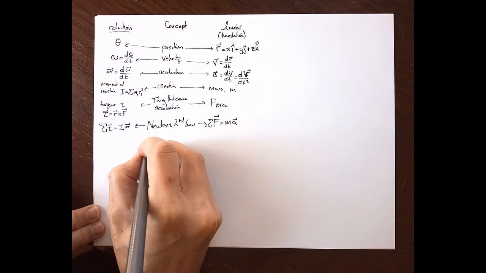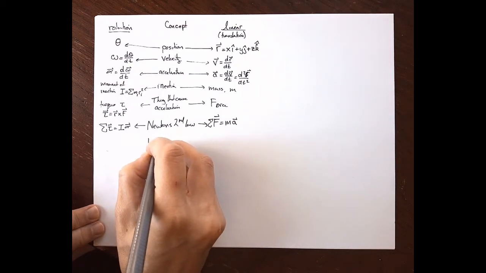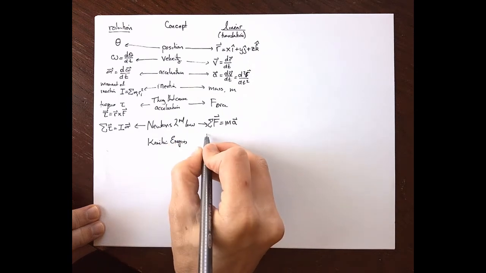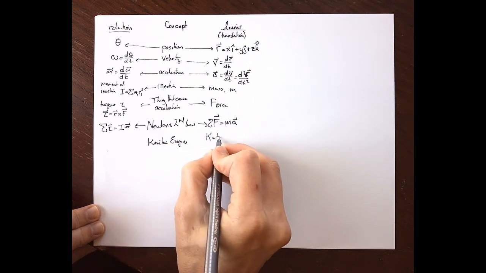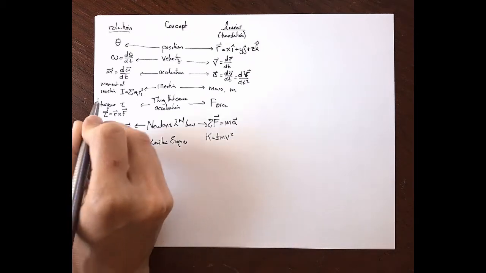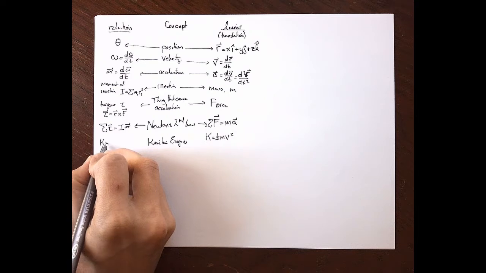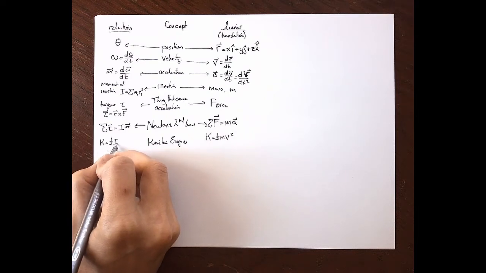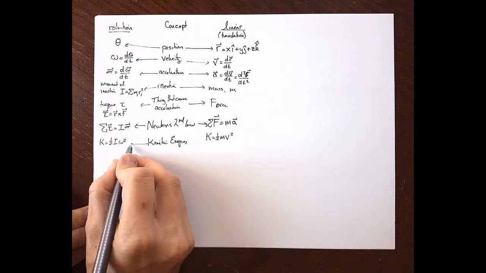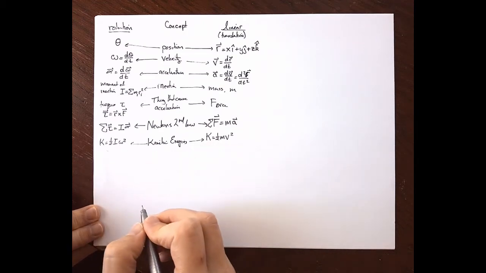We have kinetic energies for both. So in linear world, it's 1/2 the mass times the velocity squared. In rotational world, it's 1/2 the moment of inertia times the velocity squared. Has to be, of course, the angular velocity when you're rotating.